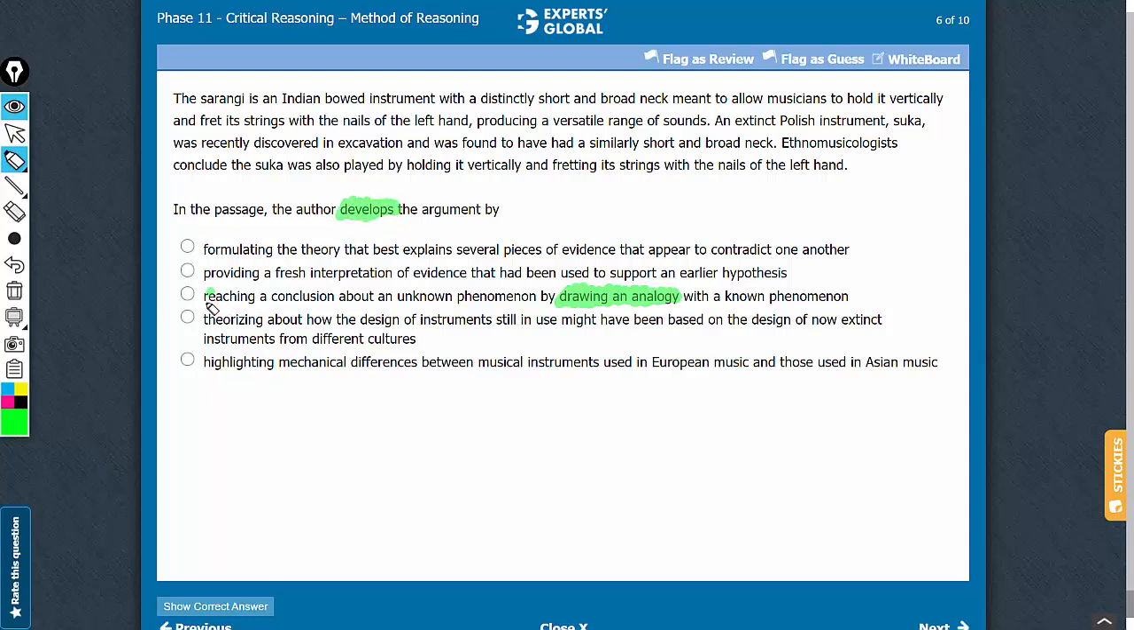The author reaches a conclusion, this conclusion here, about an unknown phenomenon. What is this unknown phenomenon? This extinct Polish instrument, suka, this is the unknown phenomenon by drawing an analogy with a known phenomenon. What is this known phenomenon? This instrument, which is still under use, is a known phenomenon. Answer choice C hits the nail on its head.